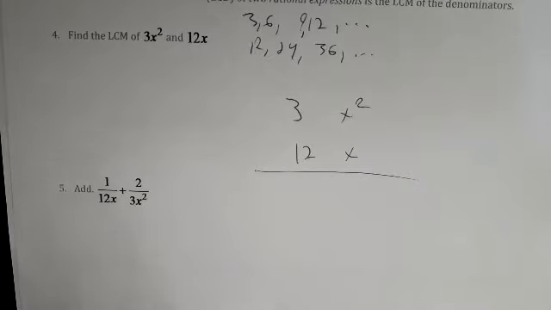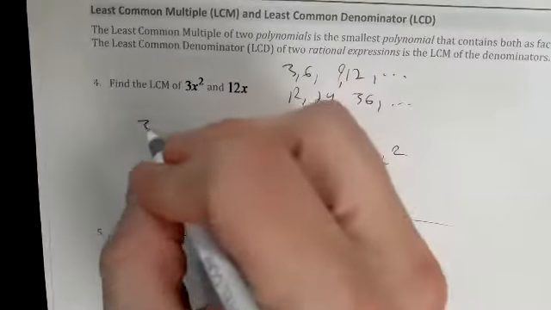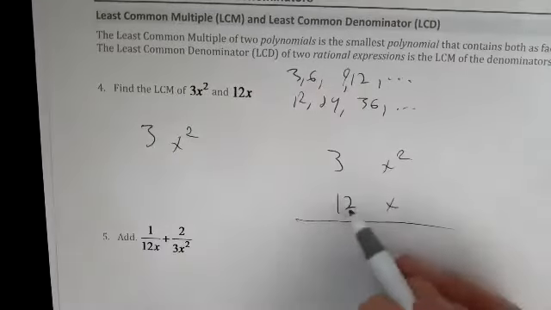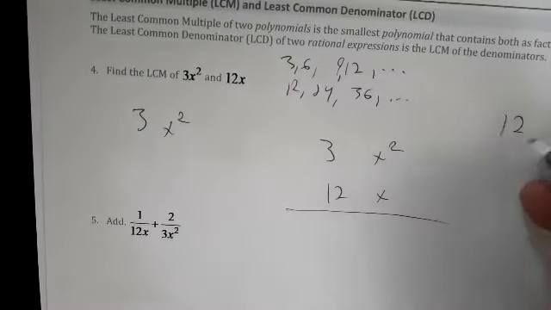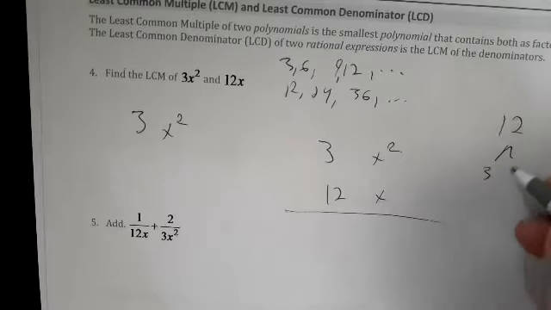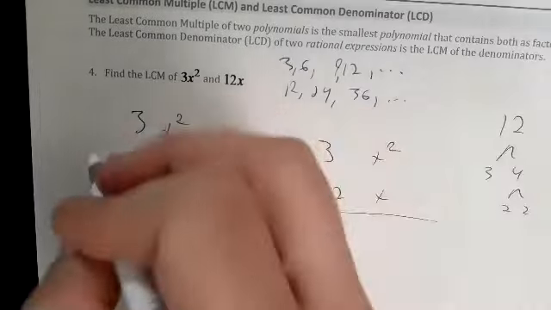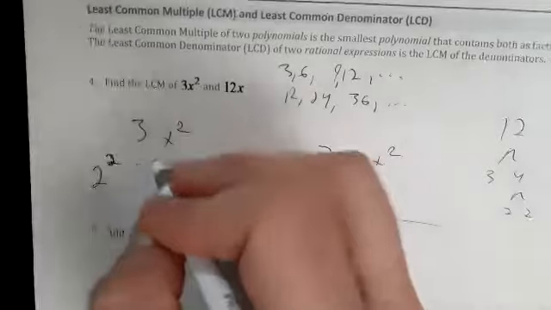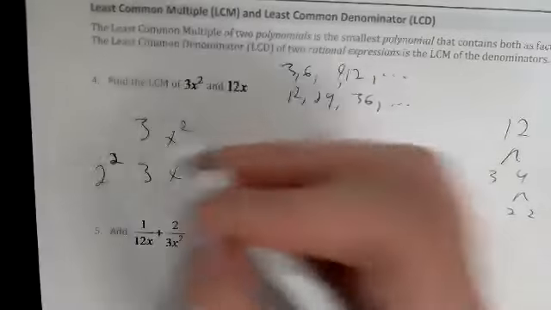If we want, we could be really thorough. We could say something like 3, and we have an x squared. 12, if we do a prime factorization, we could do 3 times 4. This is 2 and 2. So if I want to write it out as its prime factorization, it looks like 2 squared times 3, and I have an x.